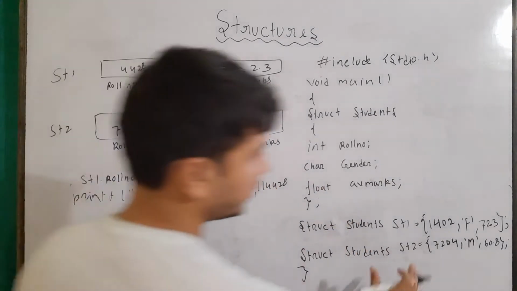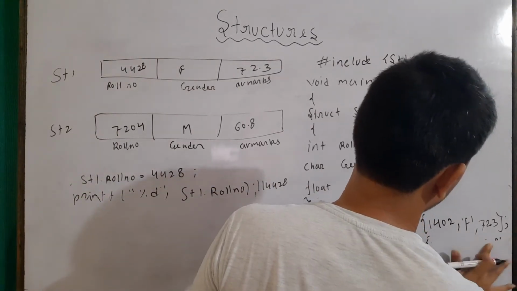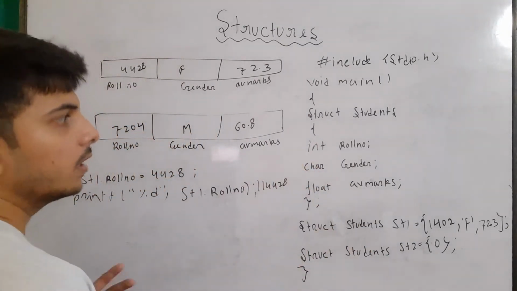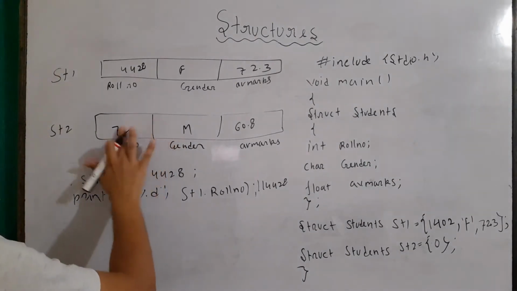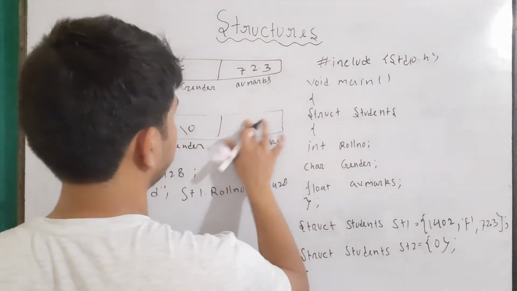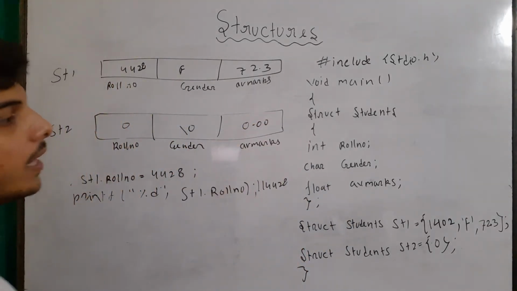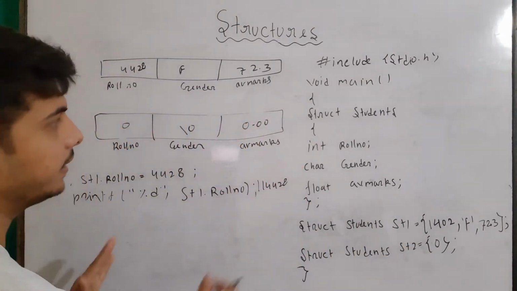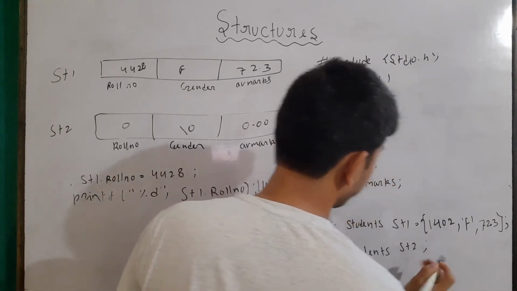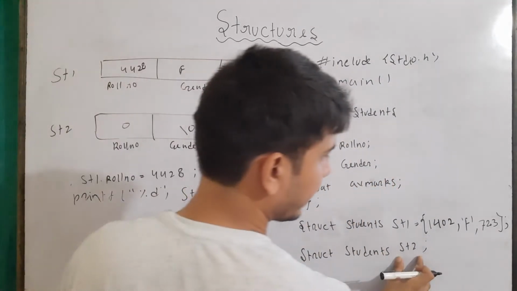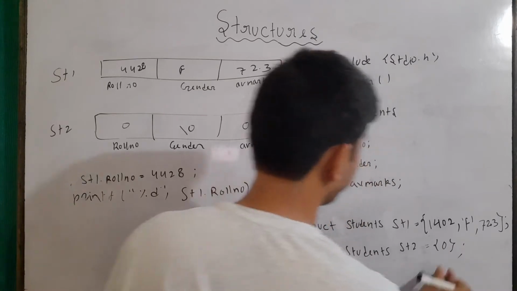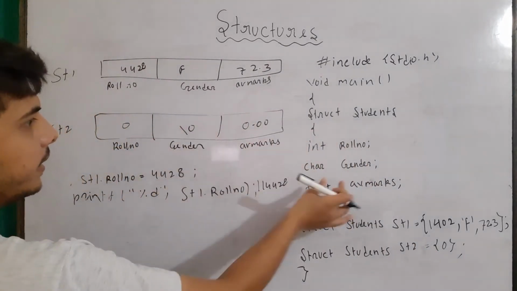Now another thing is that instead of writing the values, I can also write here 0. Now 0 means that every value will be 0. For example, the roll number will be 0, character will be null character, okay, and average marks will be 0, okay, 0.00 we can write, okay? So 0 means everything will be 0, and this is also the default nature. For example, if I don't write here anything, this will be same as this, okay? So either I can write here st2 or I can explicitly initialize with the 0, okay? It means everything will become 0 or null character in case of character.